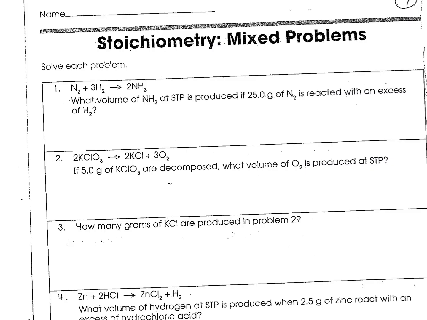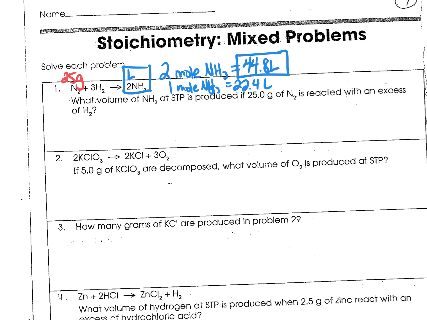So for these problems, I'm going to do the same problems, but I'm going to use the other method to solve them. So I'm still going to identify what I'm given. I'm given 25 grams of nitrogen, and I want to find how many liters of NH3. So what I'm actually going to do is figure out how many liters of NH3 the reaction tells me. Since the reaction tells me 2 moles of NH3, and 1 mole of NH3 equals 22.4 liters, that means that 2 moles is 44.8 liters. So this is my liters of NH3.